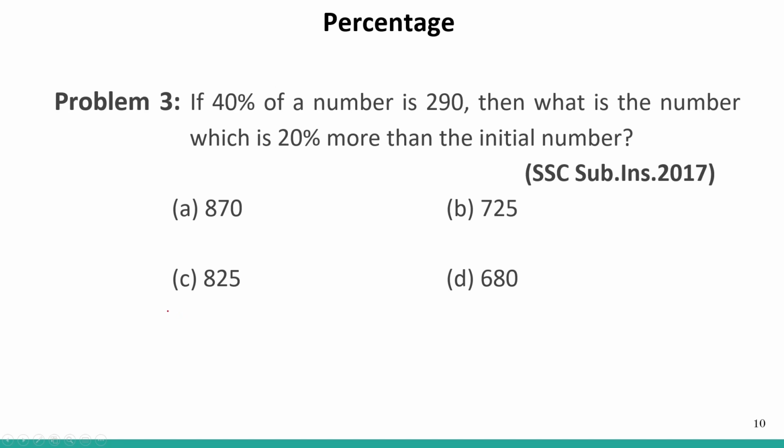Okay, let's see problem number 3. If 40% of a number is 290, then what is the number which is 20% more than the initial number? So 40% of a number is 290. So let that number be x. Then 40% of x is equal to what? x into 40 by 100 is equal to 290.